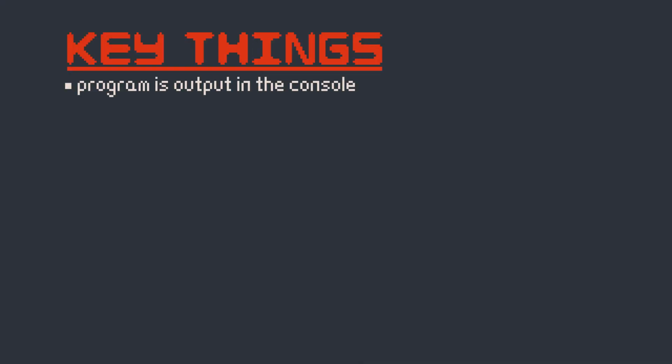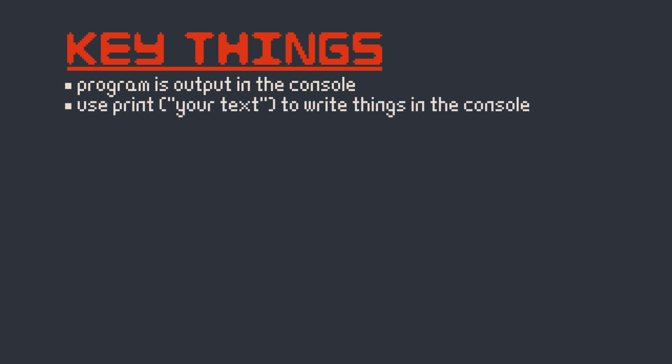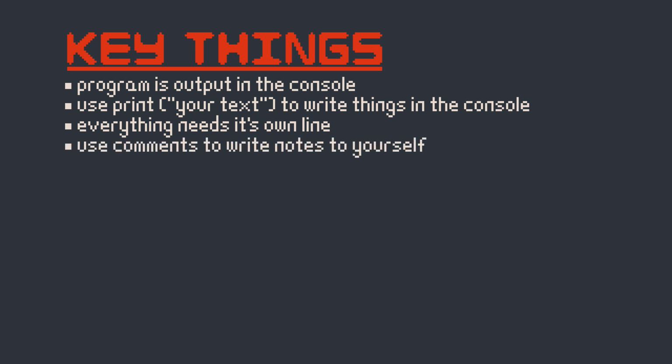Just remember that the shell or console is where whatever you write in your program is output, and you can use the print function to write things into the console. Everything needs to have its own line because Python is read from top to bottom by the computer. Also, you can use comments to write notes to yourself without affecting the code.